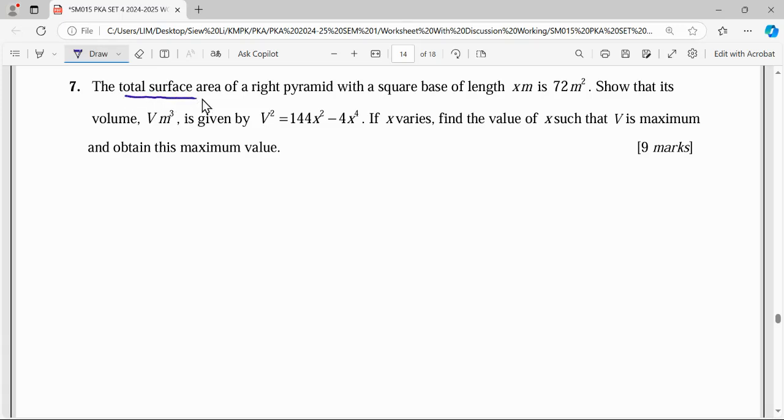The total surface area, right pyramid. Your shape is a right pyramid, meaning the base is a square. Okay, you know the pyramid, right? Like this, right? In the middle, there is the height of the pyramid, right?